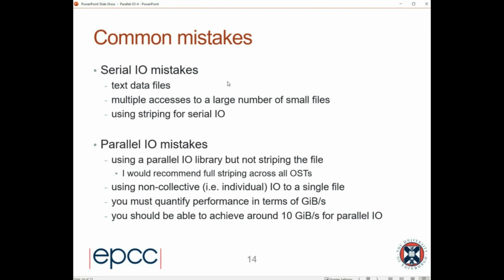Now, I know that the maximum bandwidth of the entire disk file system is over 100, so that's not pushing the limits, and we are trying to work with HPE to understand how we can alleviate that. But you should be able to achieve around 10 gigabytes per second for parallel I/O to a single shared file. That should be the kind of number you're getting, and if you're not, then that's something we could look at.